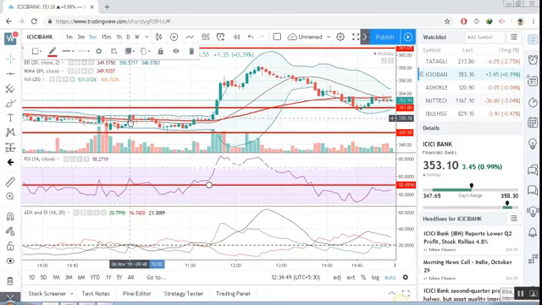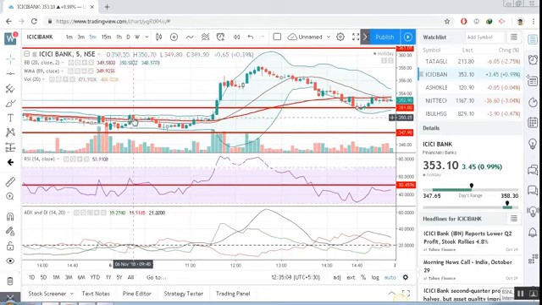But even if it were not touching, the buffer is also not executing. What does the buffer mean? I'm keeping an addition of 10 paisa towards my entry. So my high is 350.70, and my entry is 350.80. It is not executing here. So I will not go for a buy.